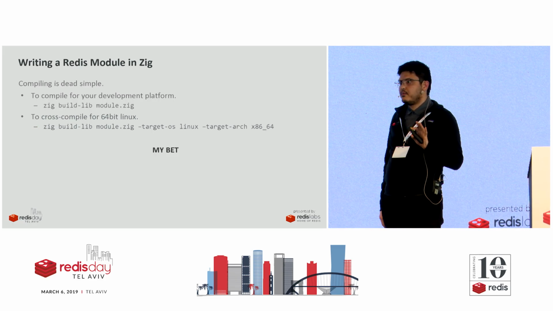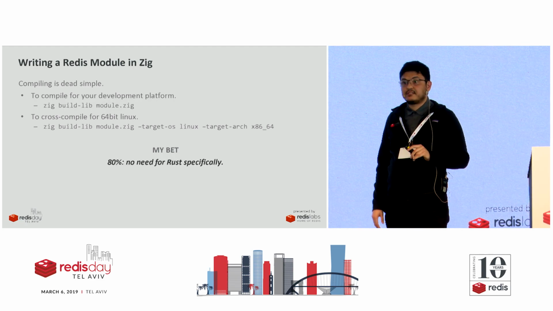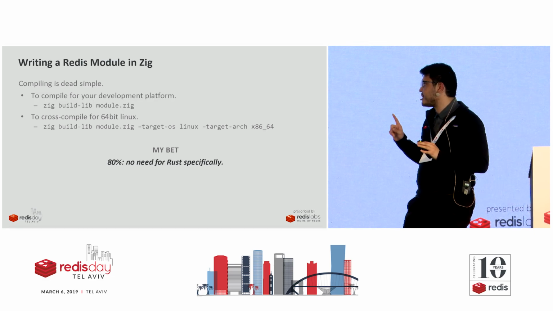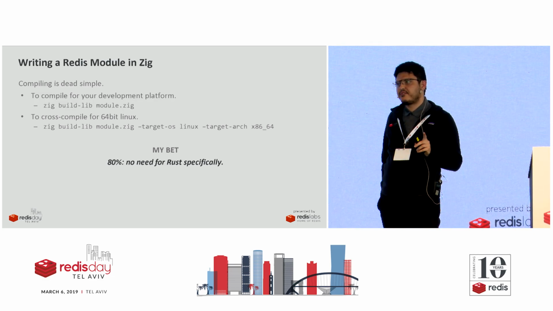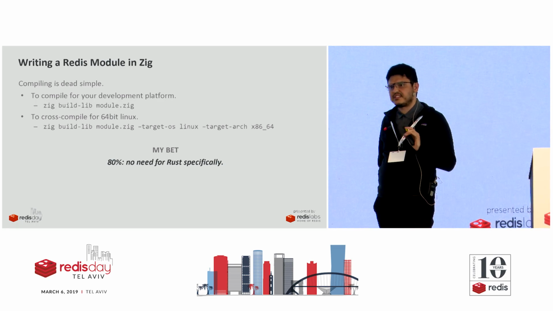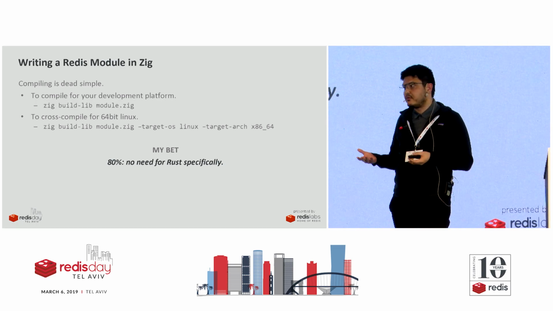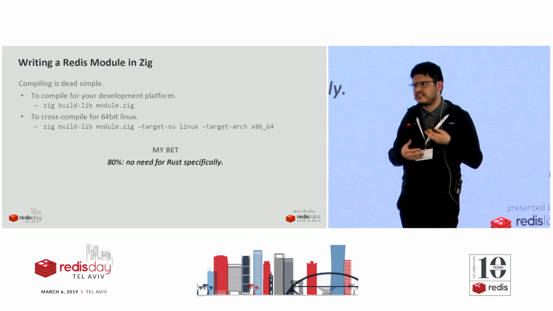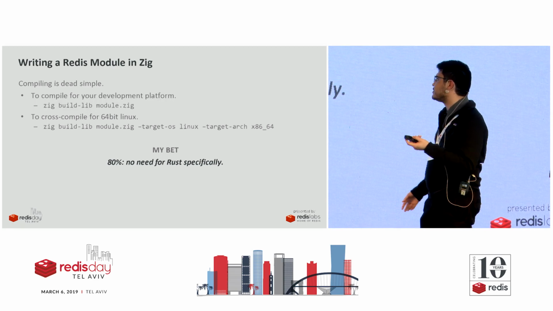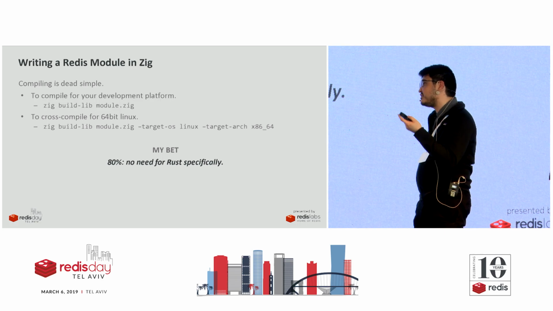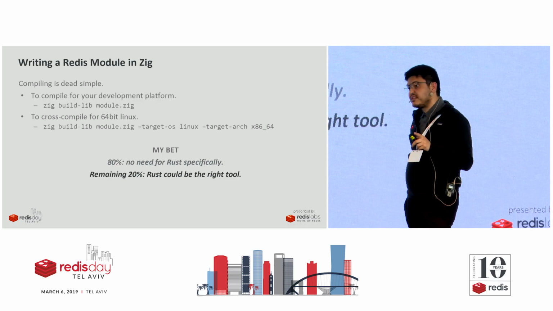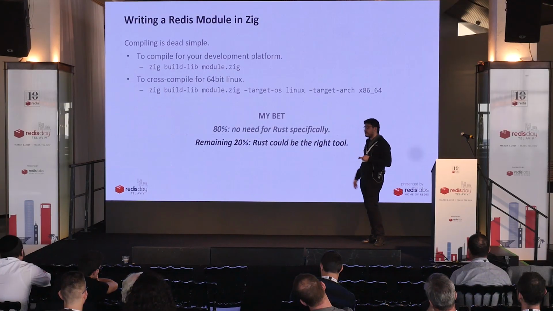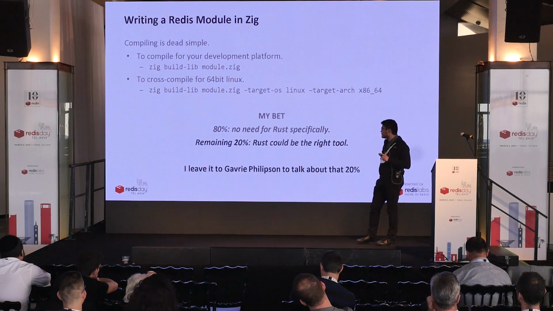I want to leave you with my bet. I think that Rust is a very strong contender for writing Redis modules. My bet is that 80% of the modules that will ever be created will not need Rust specifically. Because there will be small, simple modules, like my cuckoo filter module. They do have reasonable utility, but they don't do crazy stuff with concurrency, memory allocation. So they will have no need for the borrow checker, and so not for Rust specifically. But the remaining 20%, big modules, like RediSearch, like RedisGraph, and big ideas, for those, Rust could very well be the right tool.